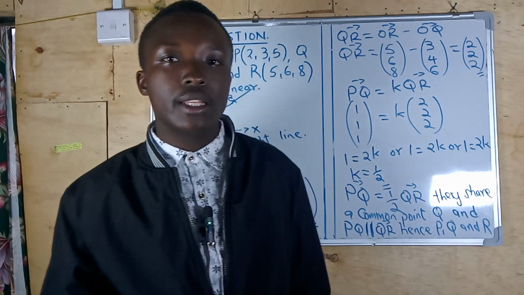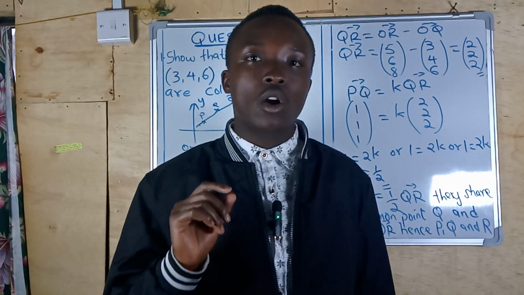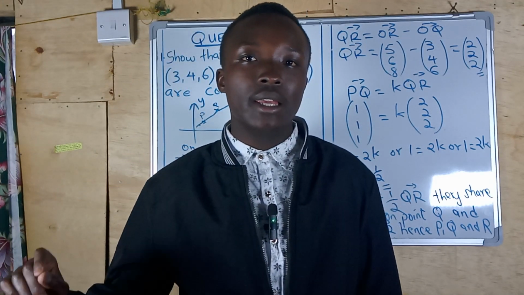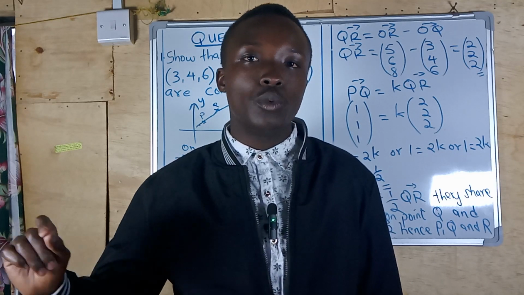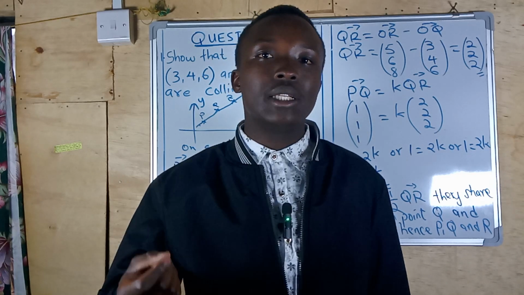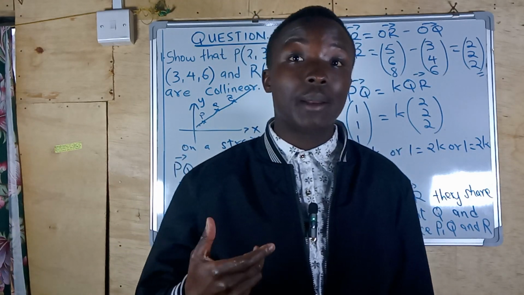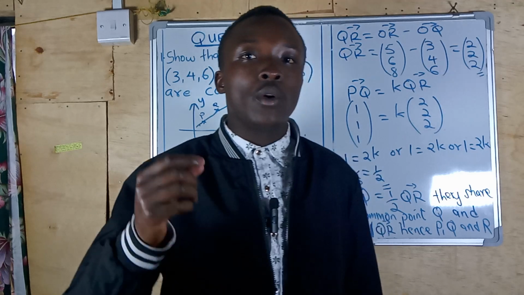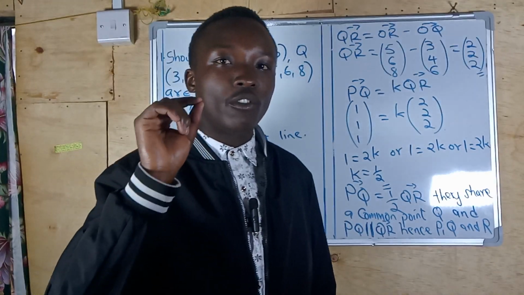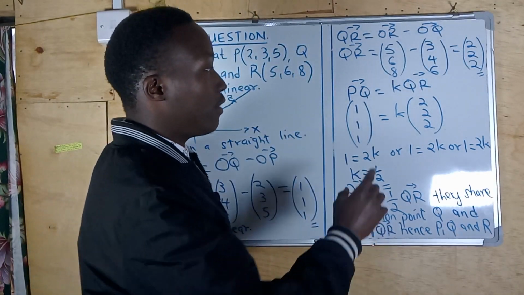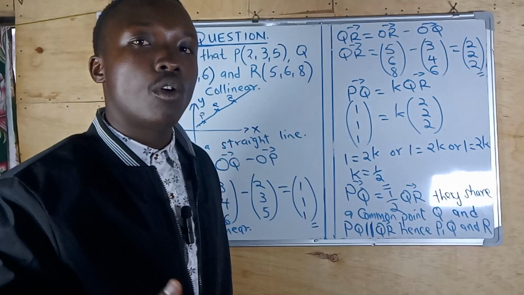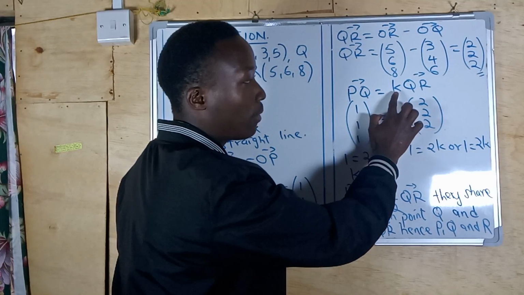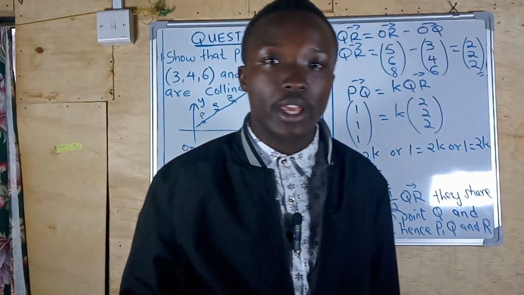Note this, don't forget this. This is very, very important. Collinear points are points that lie on a straight line. Collinear points are parallel to each other. And for us to determine whether vectors are parallel to each other, we understand the concept of parallelism from this formula here, meaning one vector is a multiple of another. That is why it was important for us to determine the value of k.